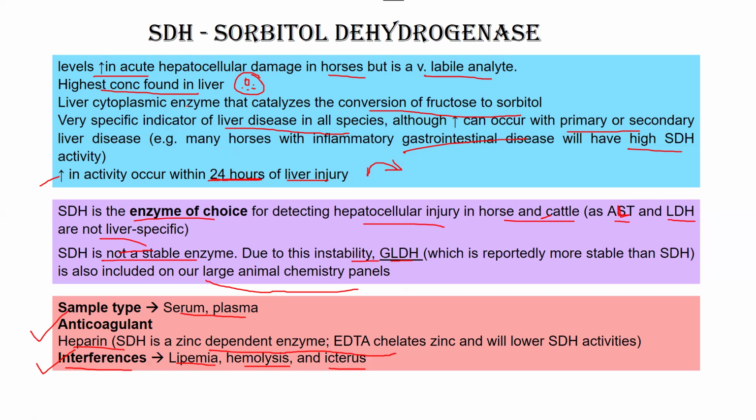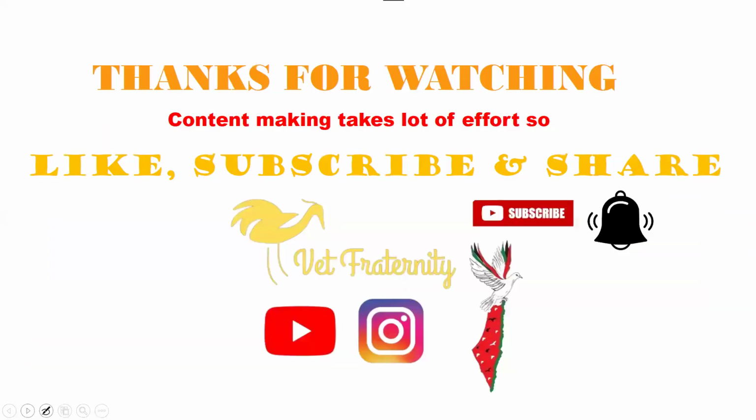So that was all about SDH and GDH. Those are liver specific enzymes indicating hepatocellular damage in large ruminants. That was all about these enzymes. Thank you so much.